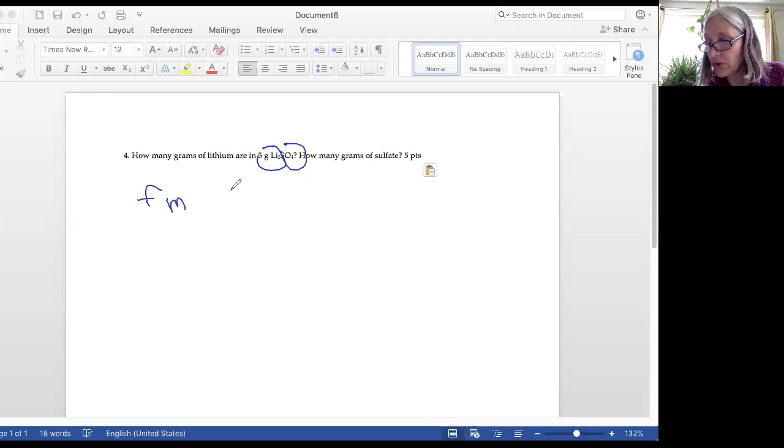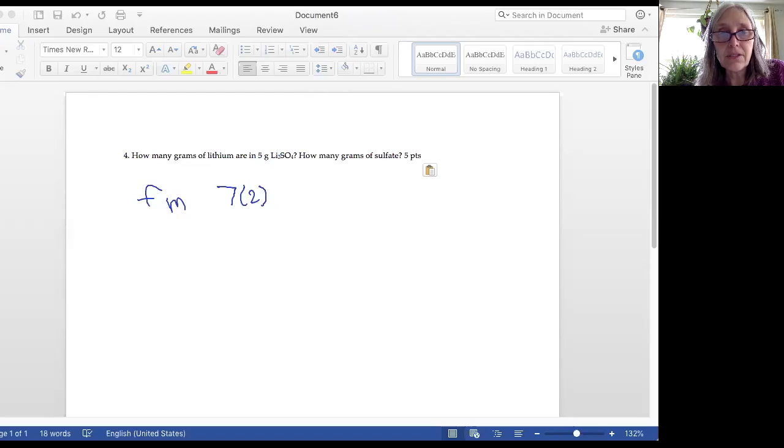Lithium has a mass of 7 grams per mole, which you can find on your periodic table. I'm not going to go back and forth to that now because it's a little awkward, but you should have that there. It's 7 grams per mole, and then there are 2 of them in lithium sulfate. I'm going to erase this because it's hard to see.